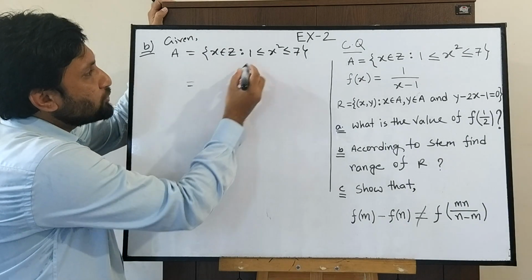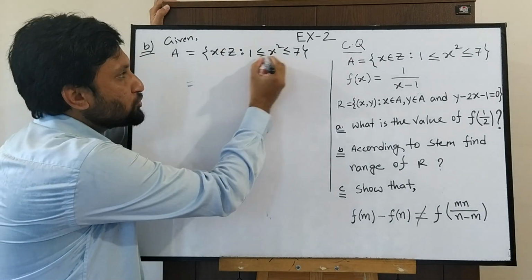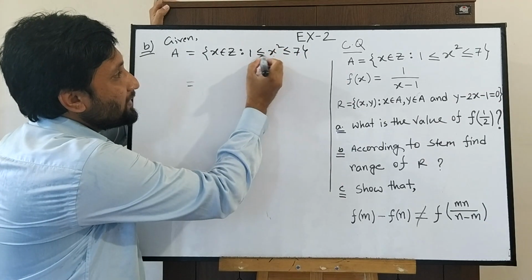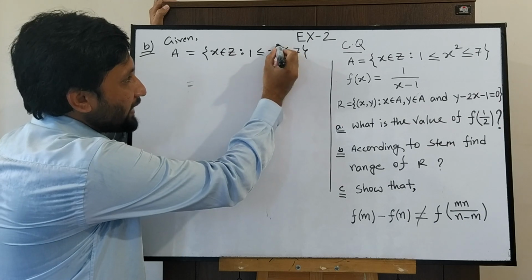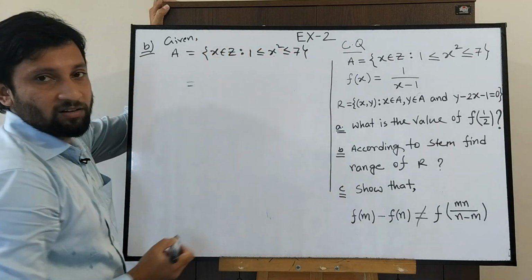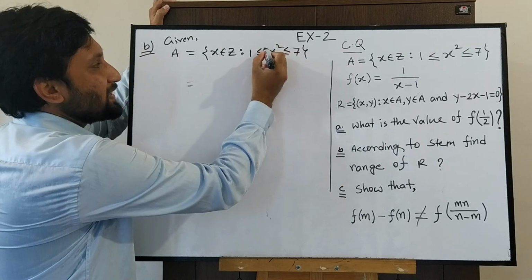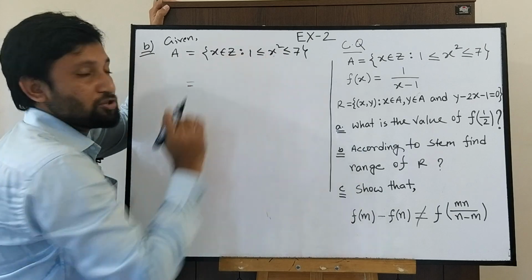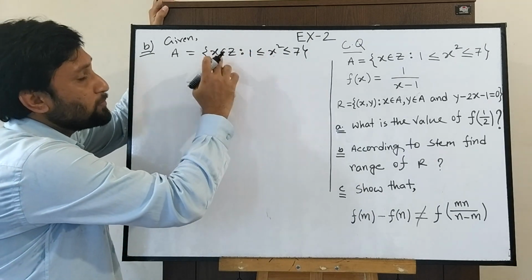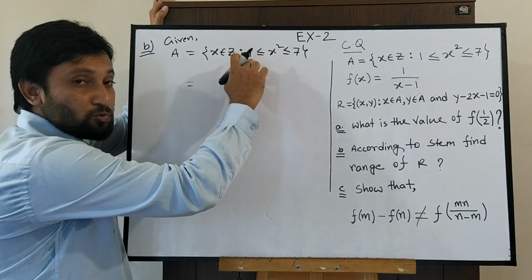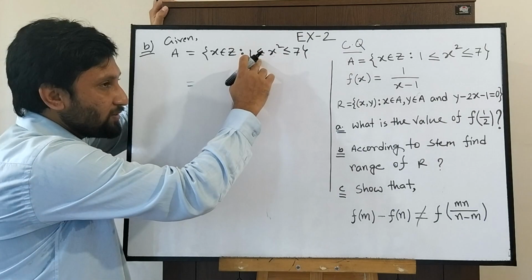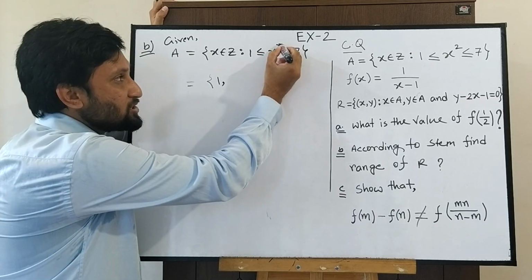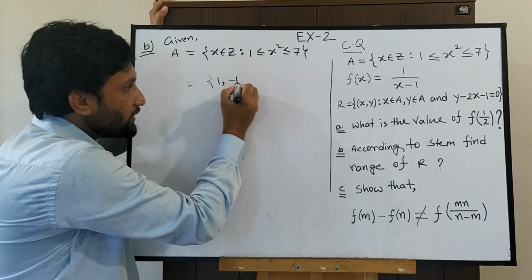Here see that if we use 1, then 1 squared is equal to 1. So the limit is 1 ≤ x² ≤ 7. That means x² is greater than or equal to 1 and x² is less than or equal to 7. This is the condition. So if we use a value from the integer set, if we use 1, 1 squared is applicable, so 1 is applicable. If we use -1, -1 squared is also 1, that means -1 is acceptable.